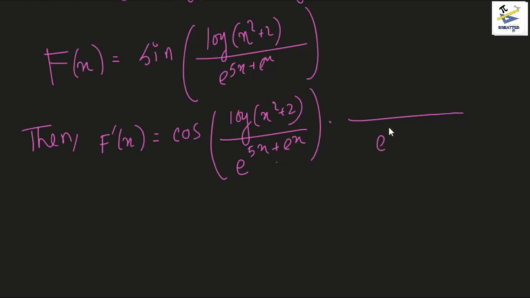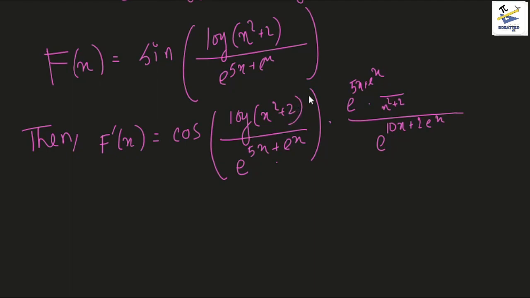Squared means multiplying by 2 in the power, which is e to the power 10x plus 2 e to the power x. Then we have e to the power 5x plus e to the power x into the differentiation of log of x square plus 2. So first we pretend it's a log of x, so we do 1 by x square plus 2, and then we do the inside, which is x square plus 2, differentiating which you get 2x because the differentiation of a constant is 0. And if you remember, addition of two functions when differentiated is basically equal to derivative of the first function plus derivative of the second function.